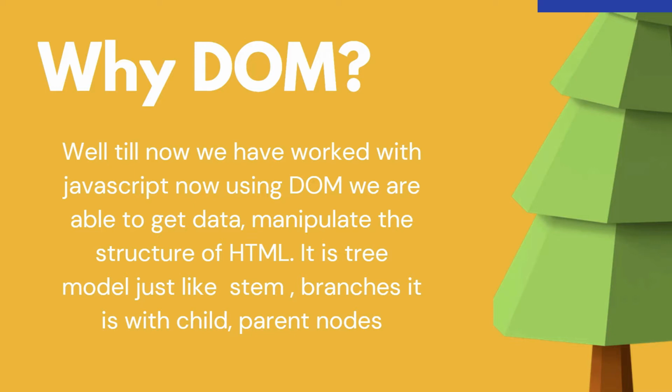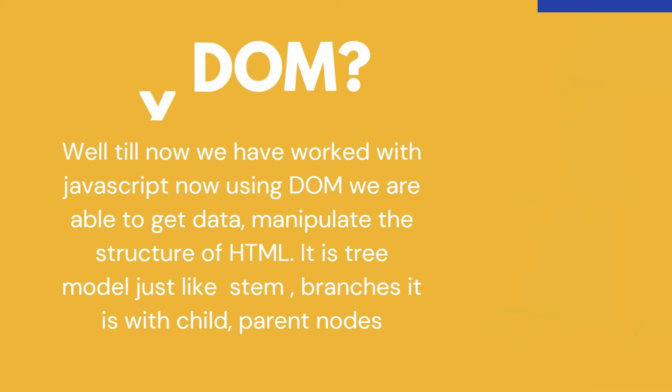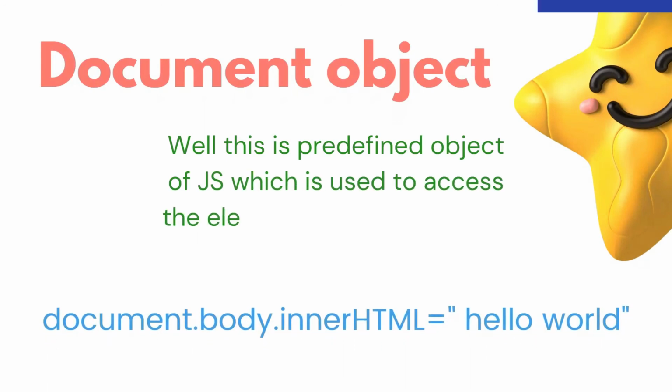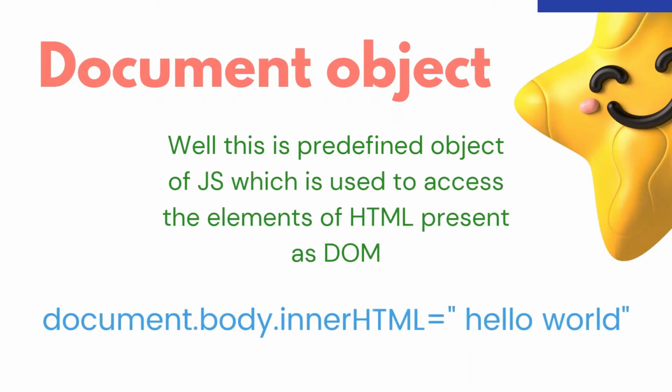And how to manipulate it? We can manipulate all those things using the document object. How? Here we have the syntax document.body.innerHTML equal to hello world. When I am saying document, it is referring to the HTML page, and when I am saying body, it is referring to the body of the HTML tag, and when I am saying innerHTML, it is referring to the HTML which is present in the body, and it is adding that hello world into the HTML of the body.